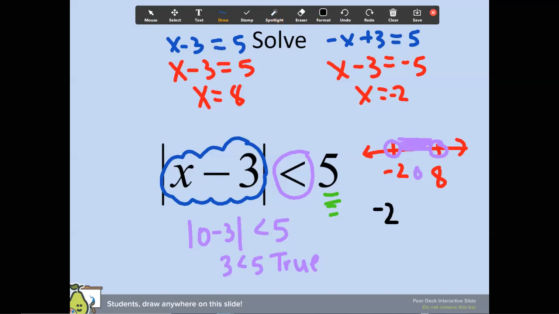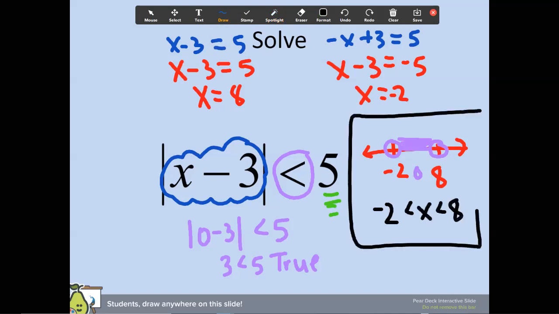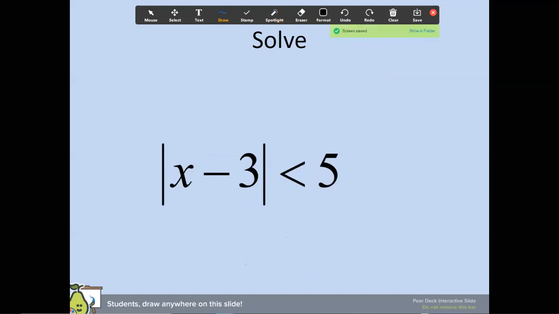-2 less than x less than 8. That's going to be your graph and your answer. Okay, next problem.